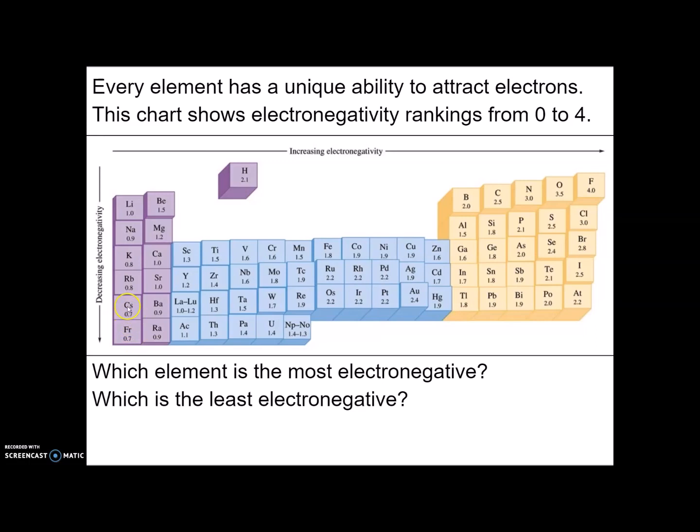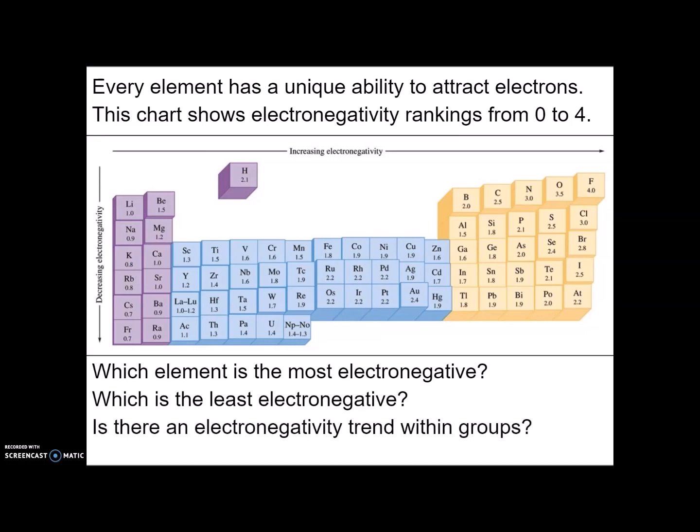Francium and cesium are tied at 0.7. Closely behind that, we have rubidium and potassium with 0.8. And then sodium and radium and barium all with 0.9. So anything with an electronegativity value of less than 1 does not attract electrons very well in a bond. In fact, whenever any of those elements are in any kind of a bond, it's going to be an ionic bond because they're so weak when attracting electrons.